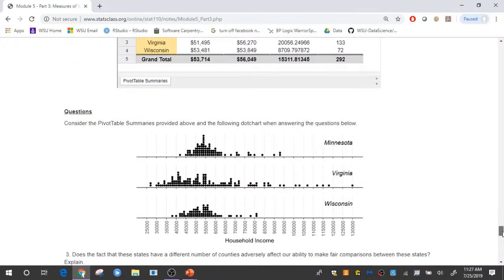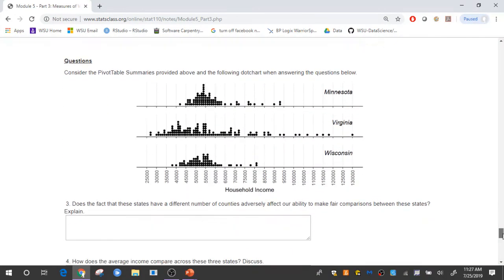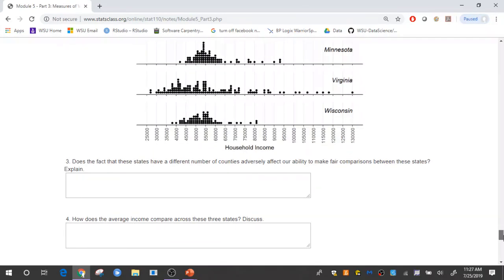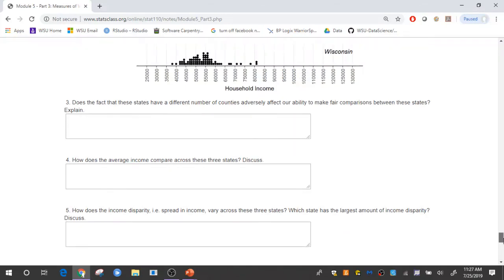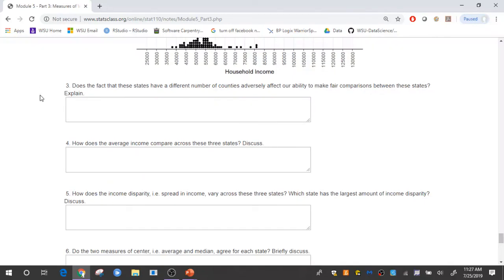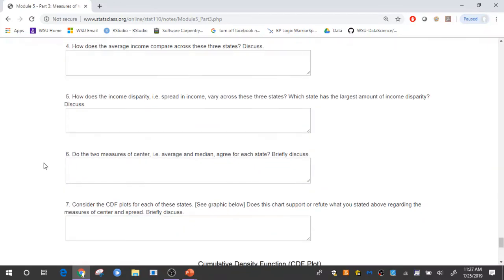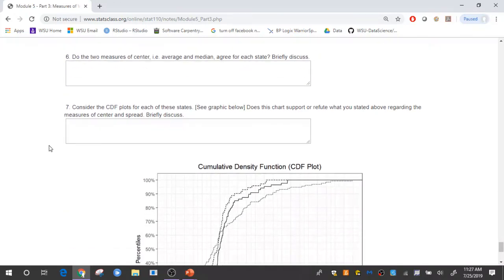Here's a graphic of those 3 distributions. We looked at this earlier, but just shown here so that you can visualize what's happening in those distributions. And here are a set of questions that I'd like you to answer, just about those summaries that we had up above. And then also information about, do the 2 measures of center agree? Which state has more income disparity? And then how do these relate to a CDF plot?